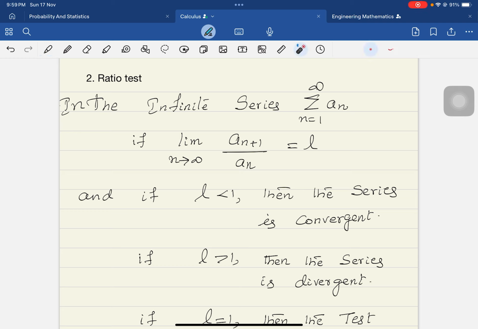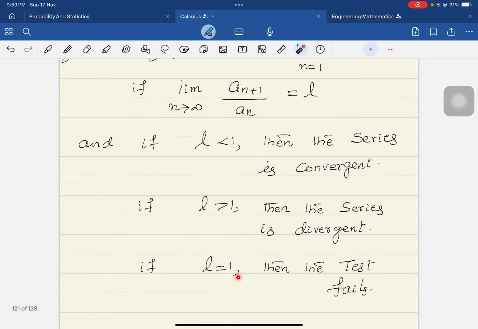The infinite series summation n equals 1 to infinity a_n is given, and suppose the limit as n tends to infinity of a_(n+1) over a_n is equal to L. If this limit L is less than 1, then the series is convergent. If it is more than 1, the series is divergent, and if it happens to be equal to 1, then the test fails.